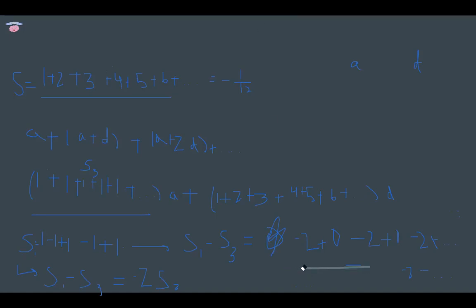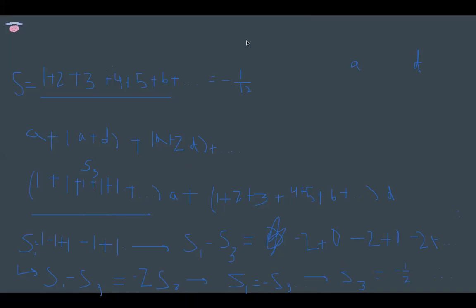I'll erase this little part right here so I have room to show you. When you add S3 to both sides, you get S1 is equal to negative S3, and therefore S3 is equal to negative 1/2. So yes, there are no negatives in this, yet it's still equal to negative 1/2. I know it's a bit hard to believe, but you got to trust me on this.